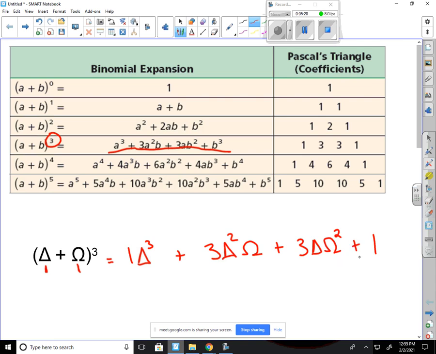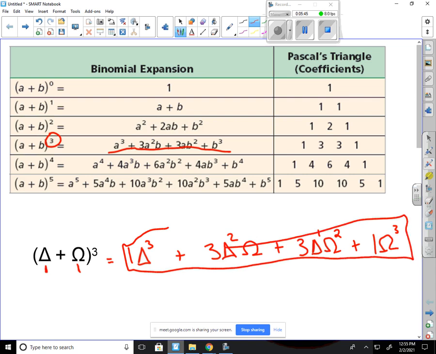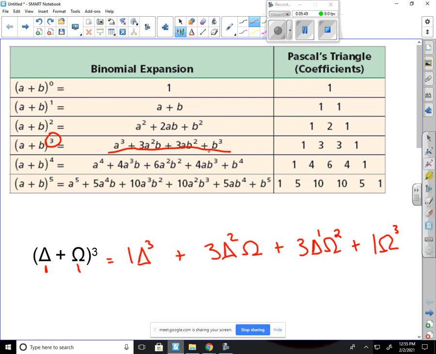And plus 1, omega to the third power. It goes up one more, and triangle goes down one more. Since triangle is at 1 and it goes down to 0, it disappears. This is my final answer. It's an ugly box, but it's my final answer. Questions?